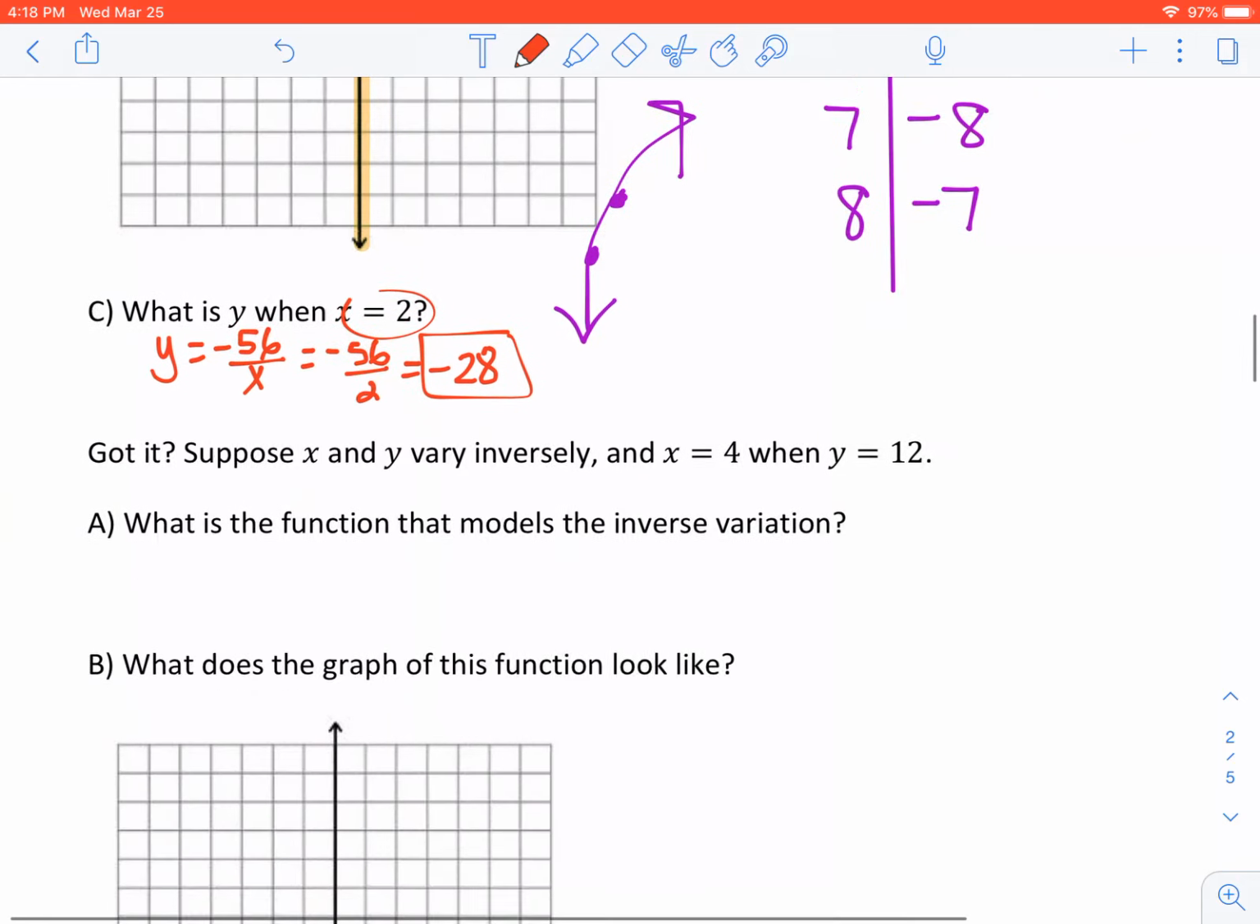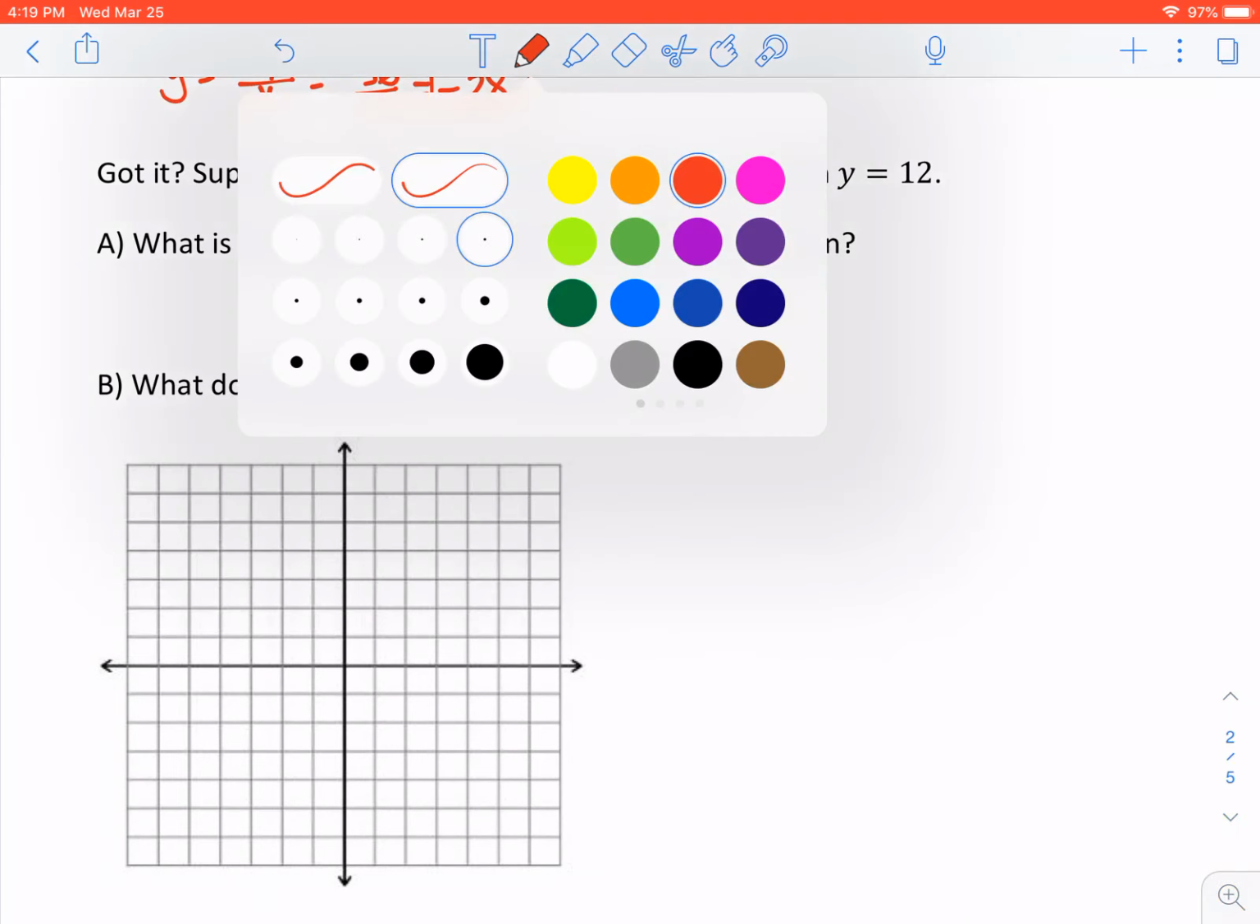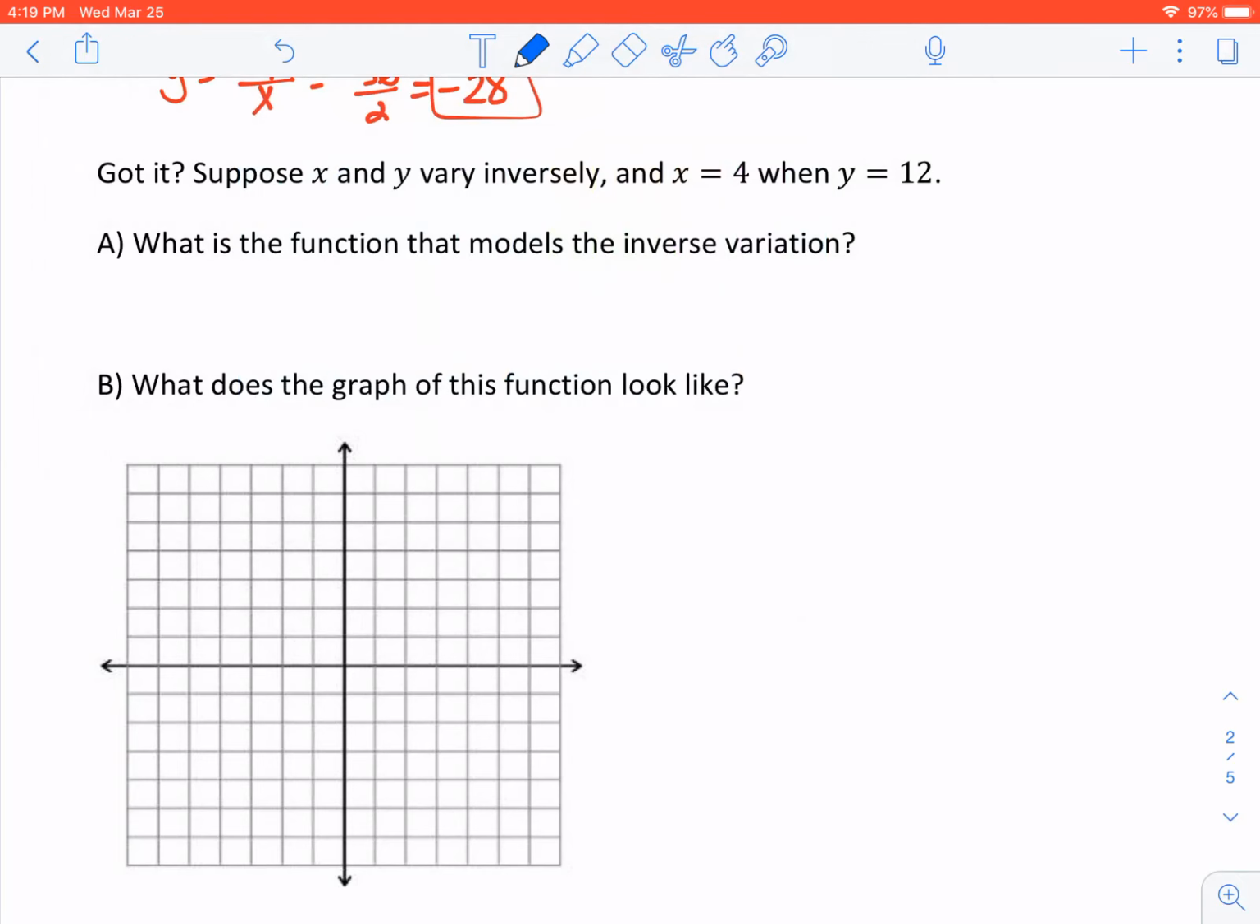All right, the last one we're going to do for today, you don't have to worry about anything else after this, is going to be this got it. Go ahead and pause your screen and I want you to try, okay, create the equation, find the constant, and then graph using a t-chart. That's all you're really going to do here. Okay, so go ahead and pause it and then come back and see if you got it correct.